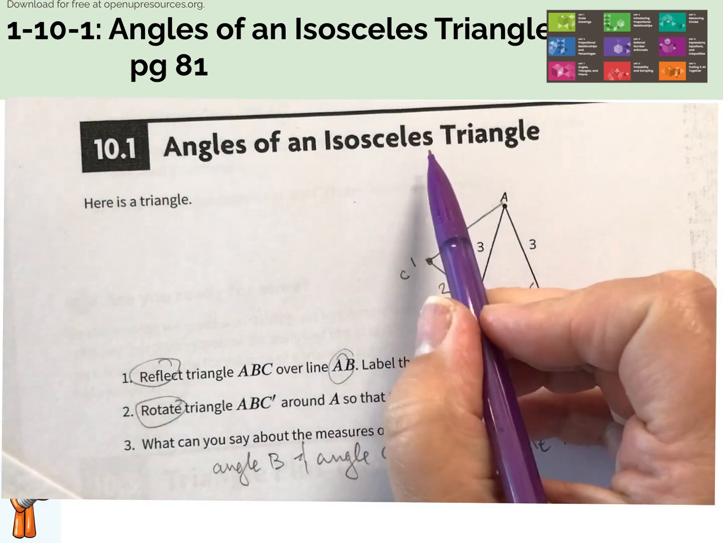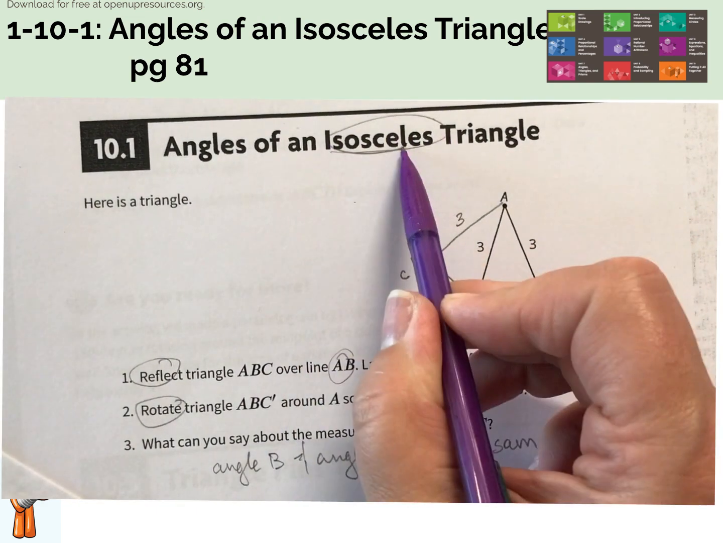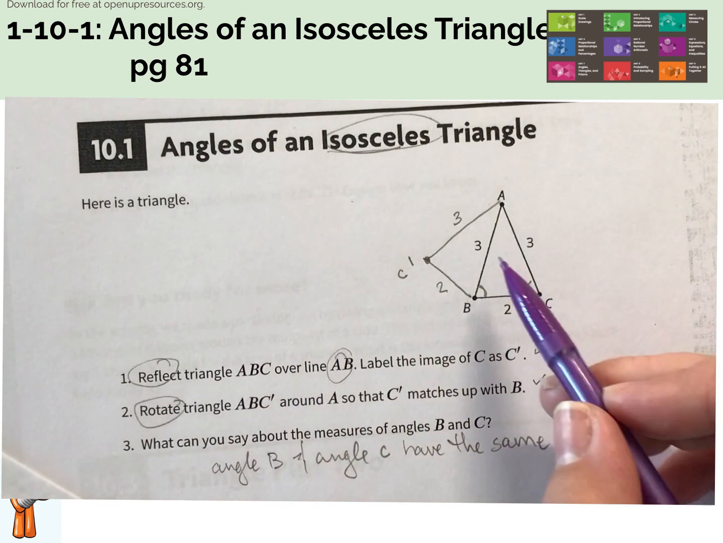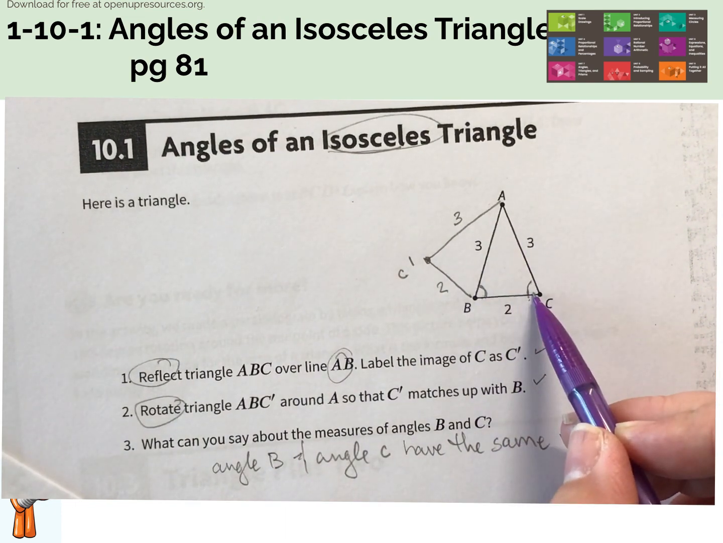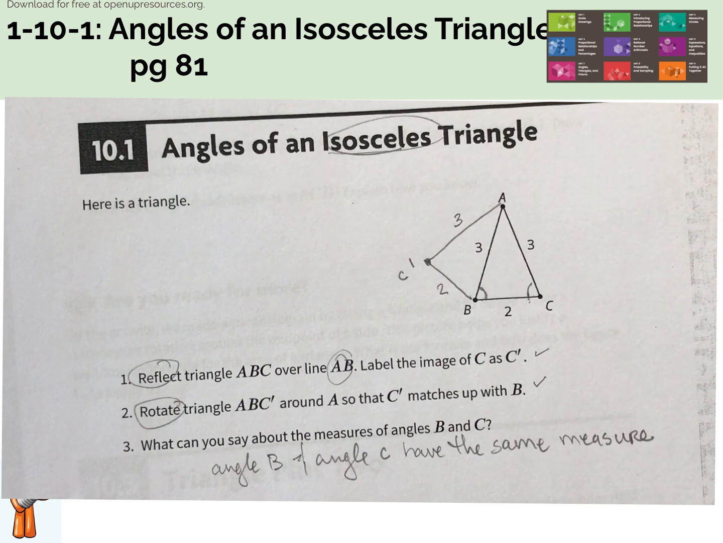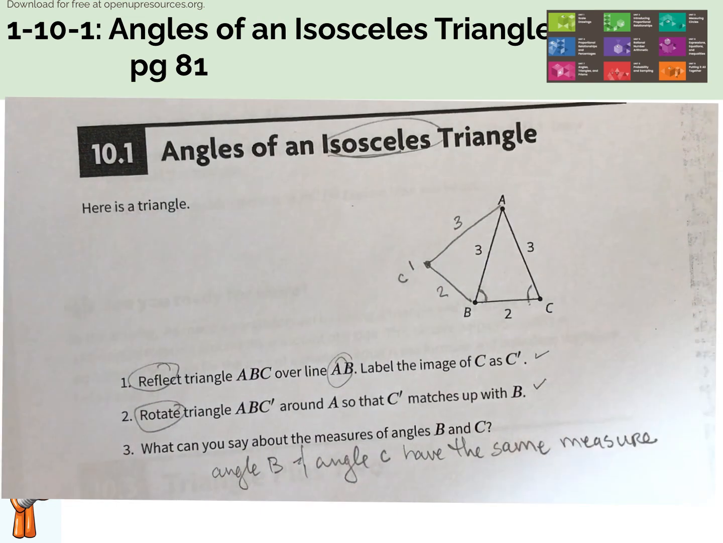So these are what are called isosceles triangles. Isosceles triangles, notice how the sides are congruent, but the base angles are also congruent. So something new about isosceles triangles. All right, so let's go ahead and turn our page.